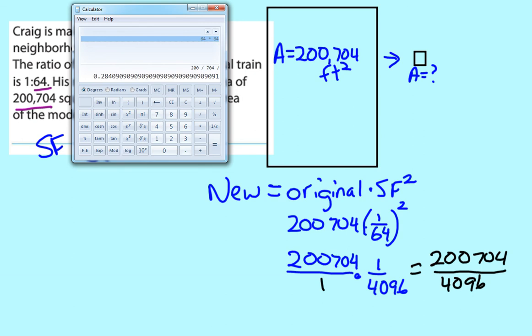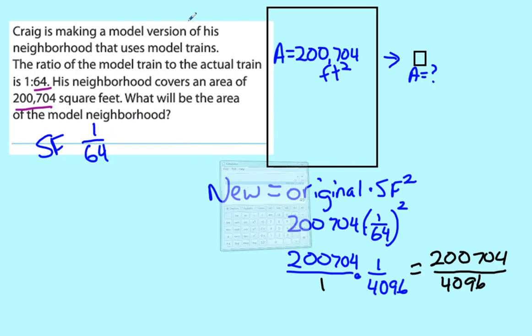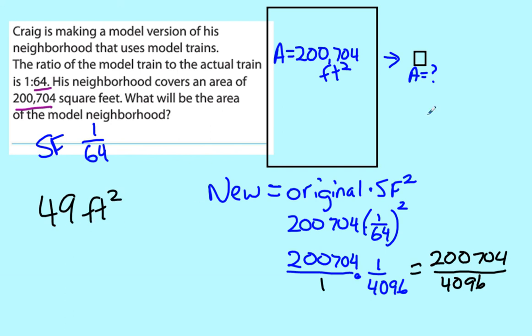200,704 divided by, wait, what happened? Oh, I got the wrong number. Okay, hold on. 200,704 divided by 4096. That works out to exactly 49. Yay. So what is the area of his little train? Is 49 square feet. Still pretty big if you think about it. That's a lot of train for model trains.